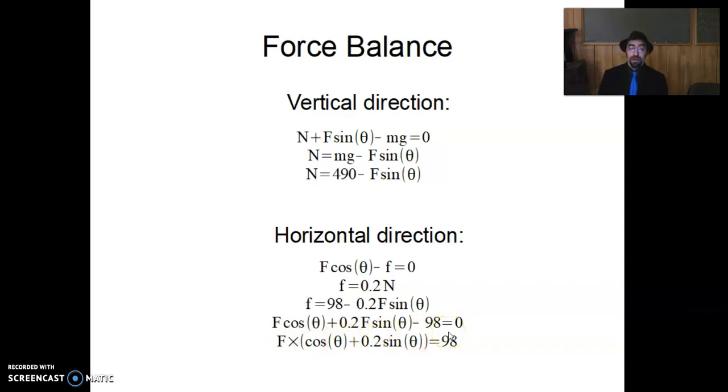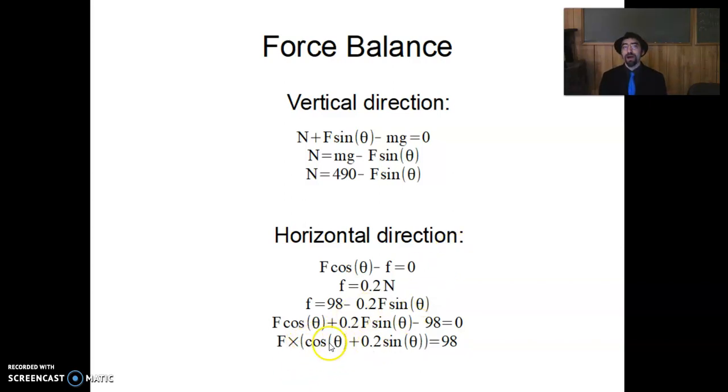So, if I need to minimize F, right, I'm allowed to vary theta, it's a question of when does cosine theta plus 0.2 sine theta reach its maximum value, right? When I divide through, the maximum of that quantity gives me the minimum force.